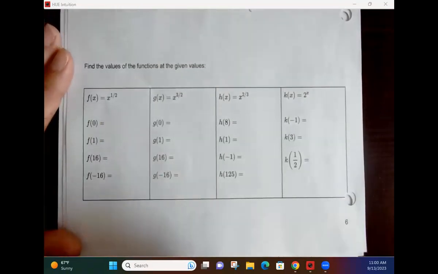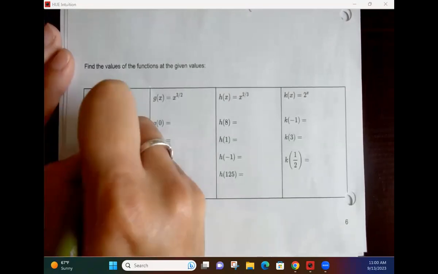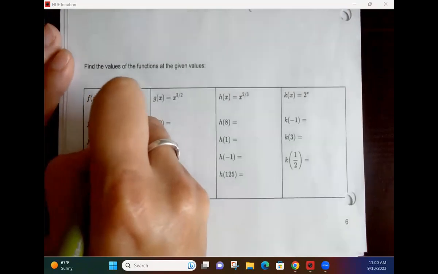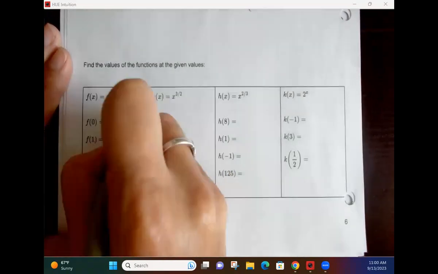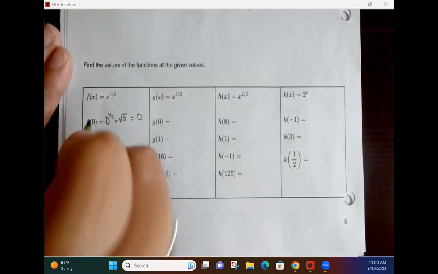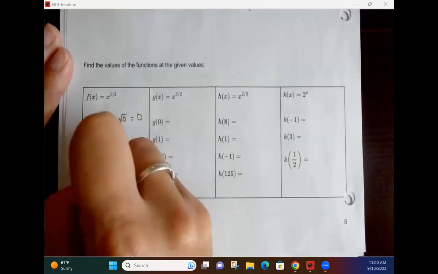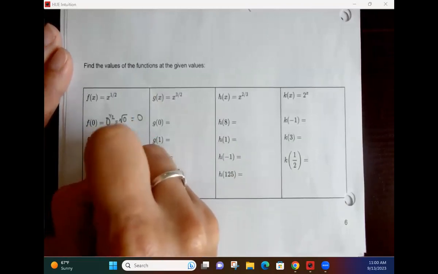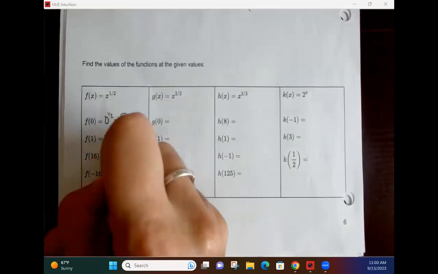Let's start with f. F of 0 means we have 0 to the 1/2 power. The 1/2 power is the same as the square root of 0 to the 1st power, or the square root of 0, which would just be 0. F of 1 means we have 1 to the 1/2 power, which is the same as the square root of 1. Again, I like to see that root version when I'm simplifying with a number. It just makes more sense to me, so I tend to write them out. And then the square root of 1 is just 1.